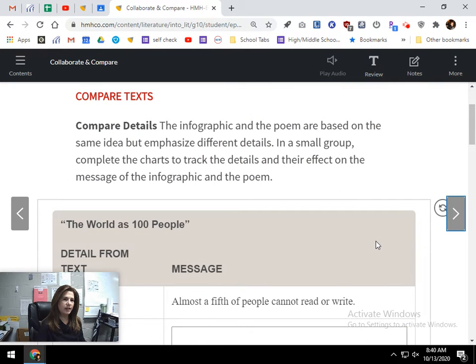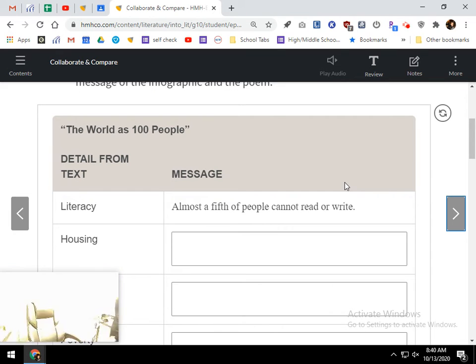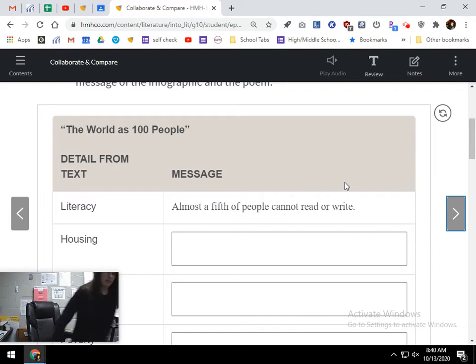All right, the collaborate and compare. The infographic and the poem are based on the same idea, but emphasize different details. They're both based on the idea of out of 100 people, this is how many are, and whatever the characteristic is. In a small group, complete the chart. Well, you're not going to be able to do it in a small group, so you're going to be doing this on your own. Turn my light back on.